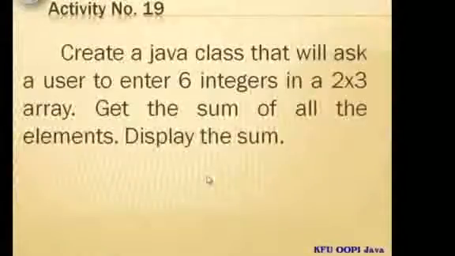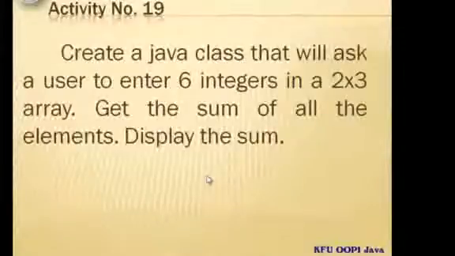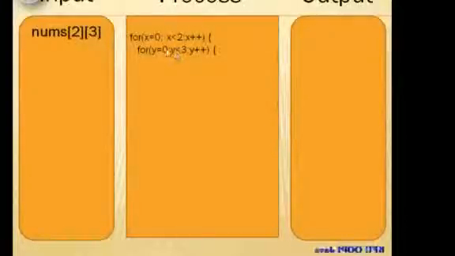Let's do activity number 19, where we will create a Java class that will ask a user to enter 6 integers in a 2x3 array. We will get the sum of all the elements and display the sum. Our input will be the 6 numbers from our two-dimensional array of 2 rows and 3 columns. Notice that there are 2 loops in our process, and the second loop is inside the first loop. The first loop represents the rows and the second loop the columns.